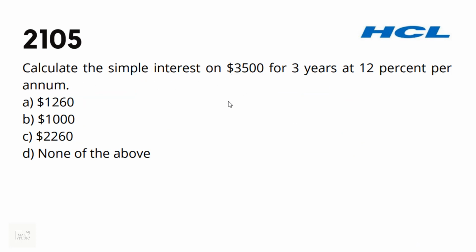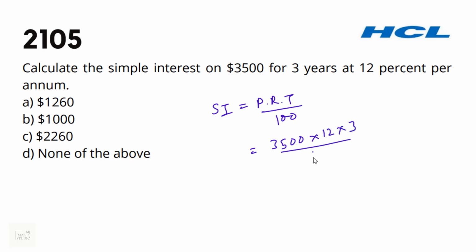Calculate the simple interest on, okay, formula for simple interest is P into R into T by 100 simply. This is 3500, rate is 12%, time 3 years, by 100. So this is 35 into 36. 35 into 36 is 1260. $1260 is the simple interest. Option A fits in.